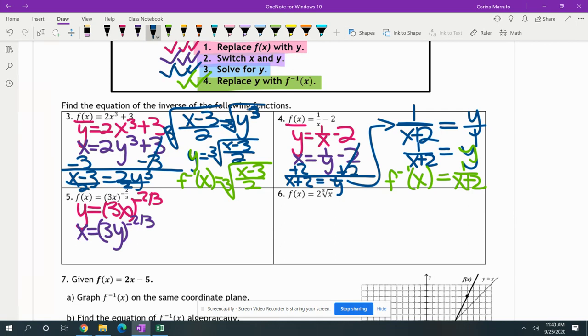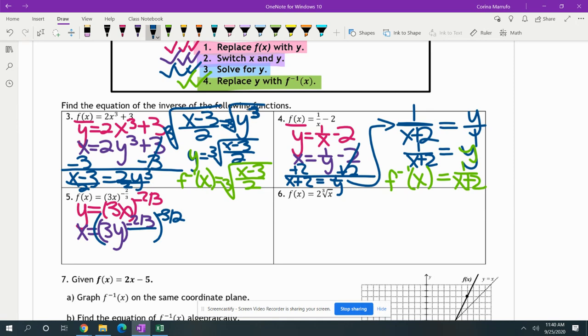So before I do anything, I need to get rid of this negative 2/3. So the way that we get rid of it is by putting all of this to the power of the reciprocal, 3/2. And not just 3/2, we need to cancel out the negative also, and we know two negatives make a positive.